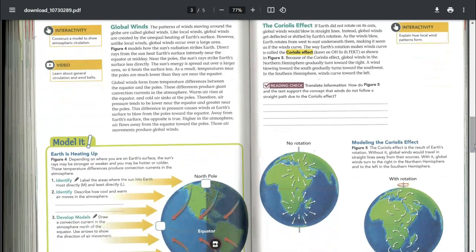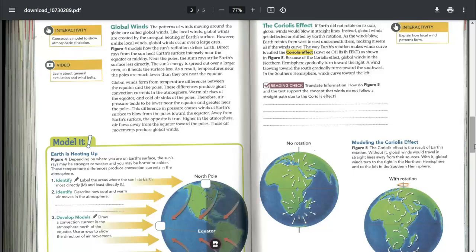Direct rays from the sun heat Earth's surface intensely near the equator at midday. Near the poles, the sun's rays strike Earth's surface less directly. The sun's energy is spread out over a larger area, so it heats the surface less. As a result, the temperatures near the poles are much lower than they are near the equator.